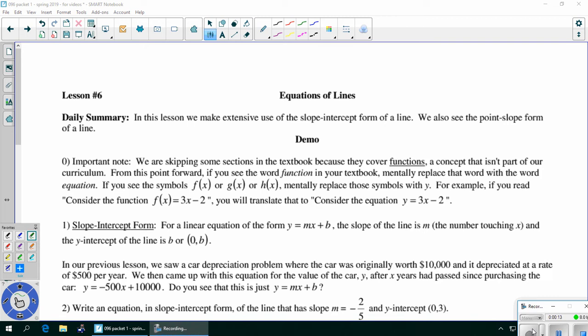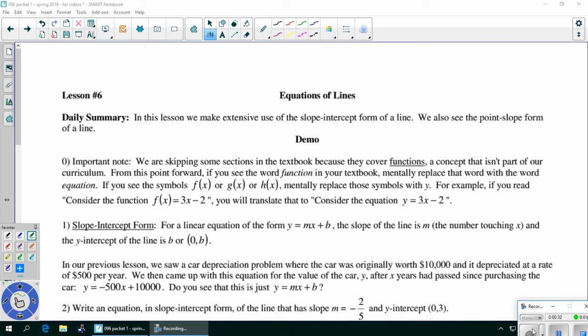Important note, we are skipping some sections in the textbook because they cover functions, a concept that isn't part of our curriculum. From this point forward, if you see the word function in your textbook, mentally replace that word with the word equation. If you see the symbols f(x) or g(x) or h(x), mentally replace those symbols with y.